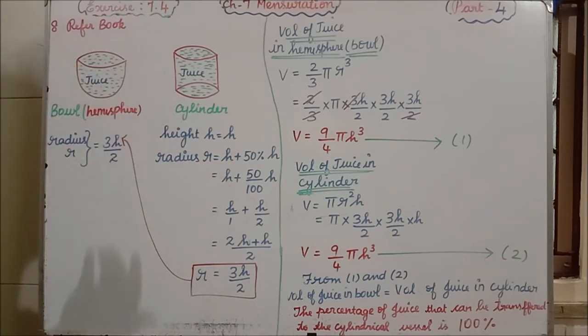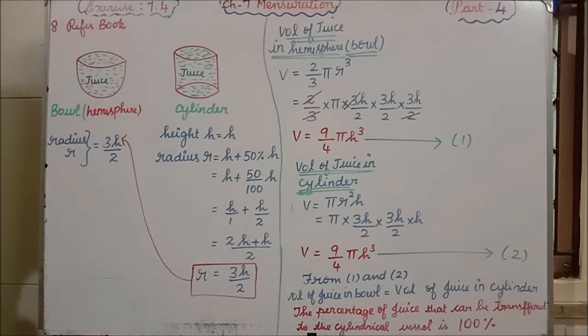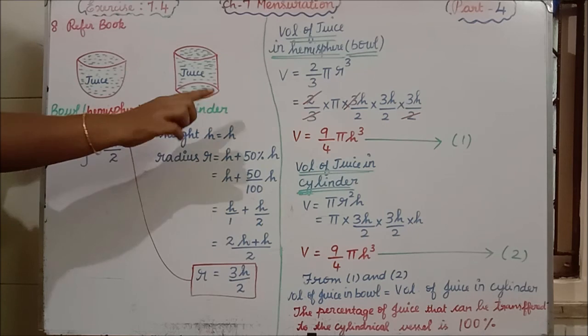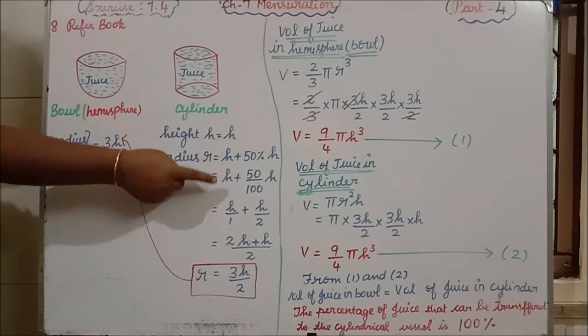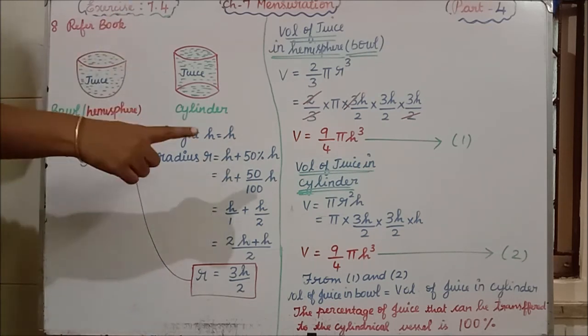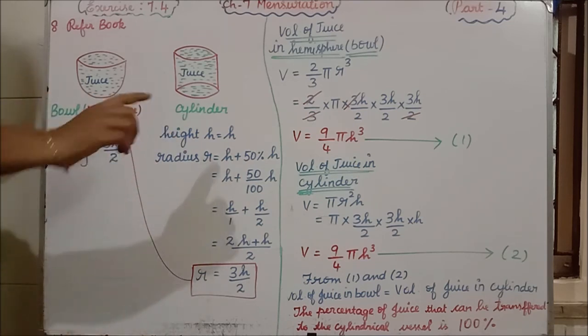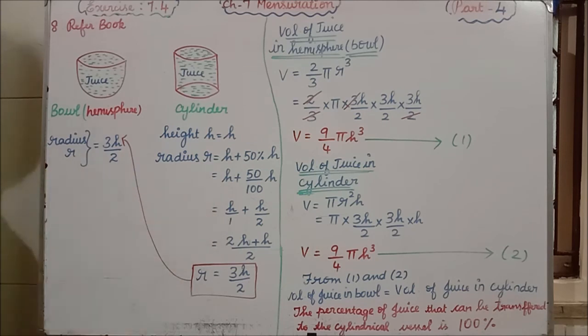Radius, how they were saying means height, 50% of the height. So height plus 50% of height. Okay, so h plus 50 by 100. So 50 by 100, if we cancel, what will we get? 0, 0 cancel. 5 1s are 5, 5 2s are 10, so 1 by 2. Here there is no denominator, so I have written h by 1 plus h by 2.